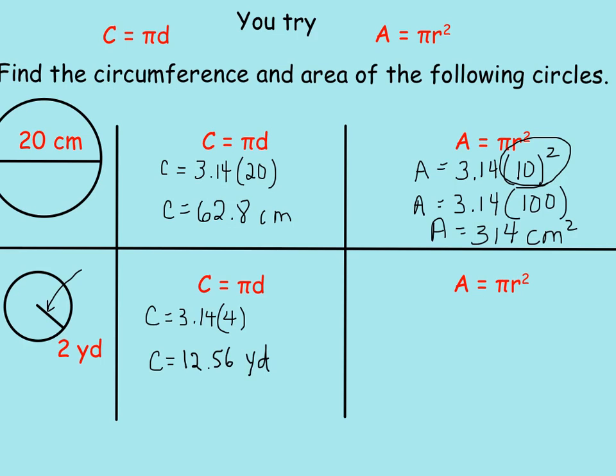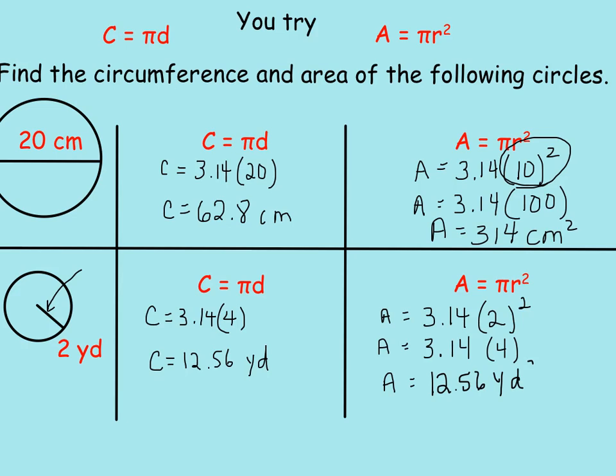yards. And lastly, the area. The area is going to equal 3.14 times the radius squared. Now this time we do want to use 2 for our radius, and that's going to be to the second power. That gives us 3.14 times 4. Therefore, our area is 12.56. And the units are going to be yards to the second power.